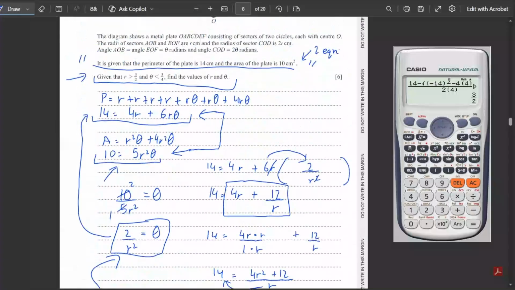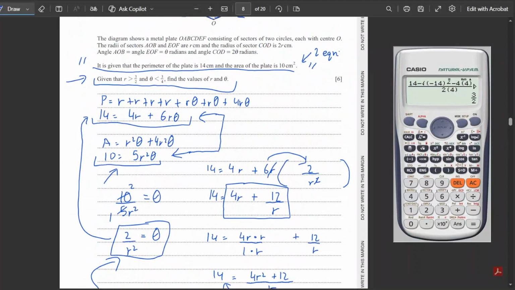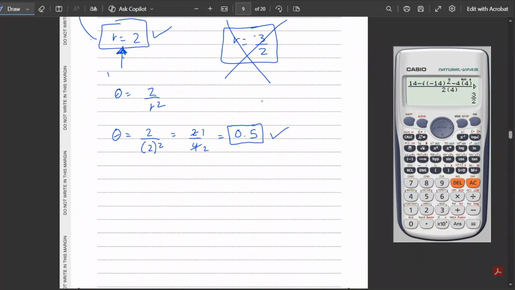And you can actually check this, that theta was supposed to be less than 0.75, which basically means theta has to be less than 0.75, and this value is less than 0.75. Therefore, this is my answer for theta, and 2 is my answer for r.